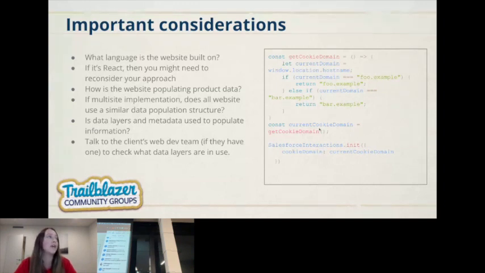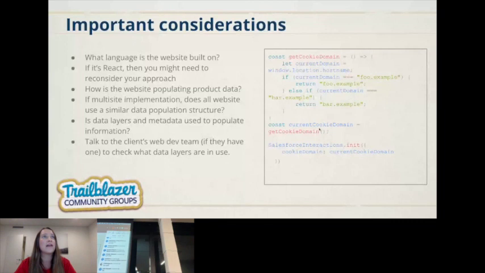And I would also check if there are data layers and metadata used to populate information, because this is the best practice of using the data available for you on the website when you're building your sitemap. And I would talk to the clients, and sorry, I'm using that word because I work for an agency, but I would talk to the client's web development team, if they have one, to check what type of data layers are currently in use.